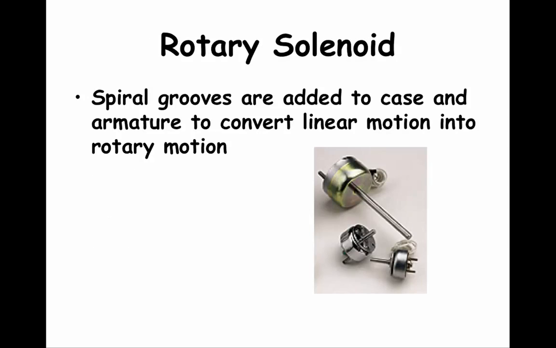So far we have talked about linear solenoids. There are rotary solenoids that produce a rotary motion. The rotary motion is commonly created by adding spiral grooves for the plunger to move through to create rotary motion.